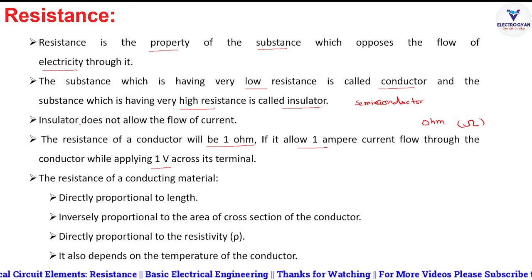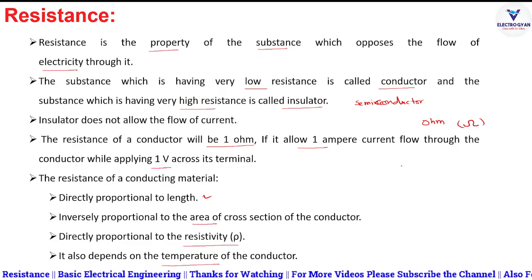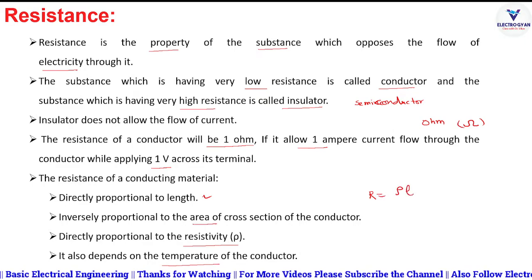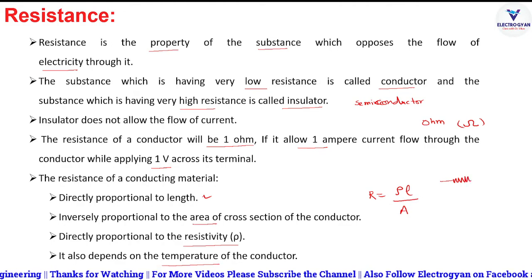The resistance of a conducting material is directly proportional to length, inversely proportional to the area, directly proportional to the resistivity, and it also depends on the temperature of the conductor. So the general formula for resistance is R equals rho L upon A. Rho is the resistivity, L is the length, A is the area, and R is resistance measured in ohm, and it is denoted by this symbol in any electrical circuit.